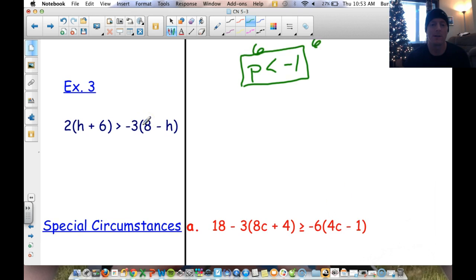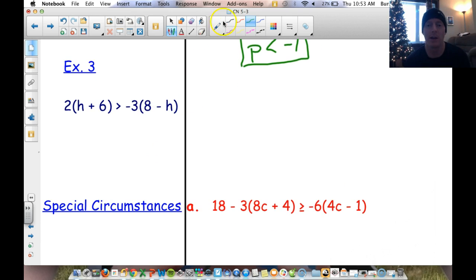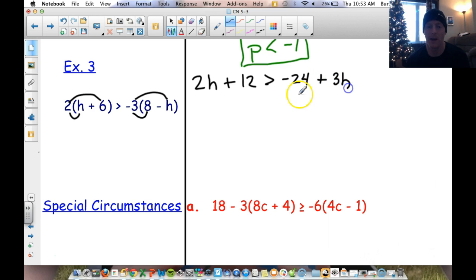Same kind of process here, folks, except this time we're going to have just a couple more steps. So I'm going to actually do my distributing over here because I'm going to run out of space otherwise. So after distributing, we're left with 2h plus 12 is greater than negative 24 plus 3h, because a negative 3 times a negative h makes a positive 3h.